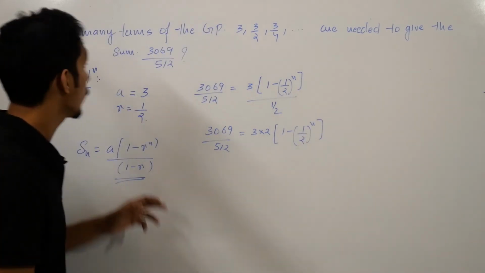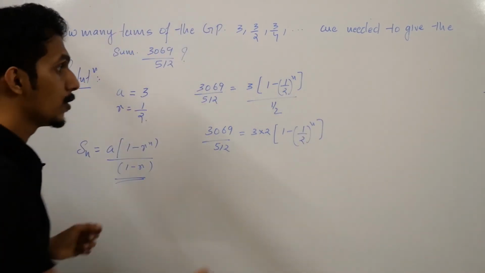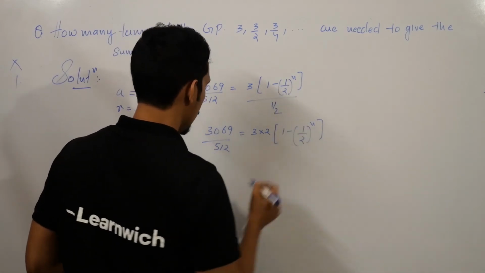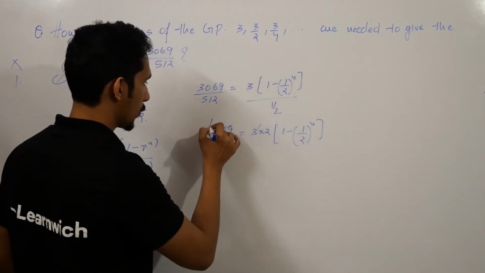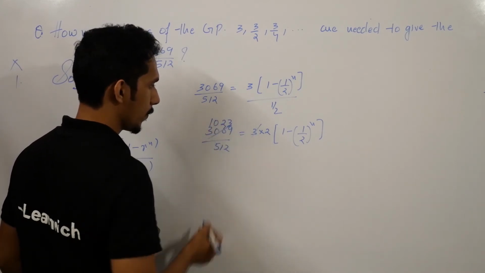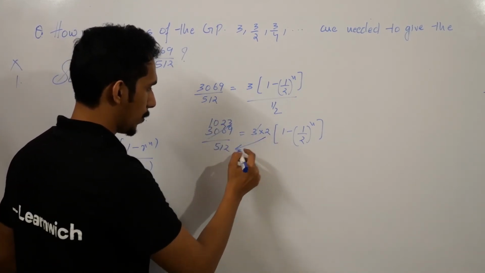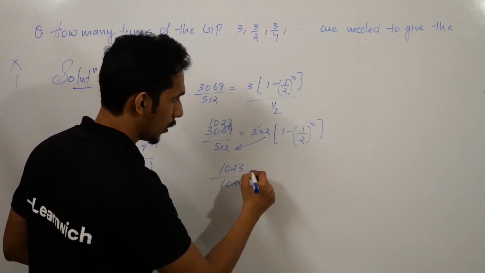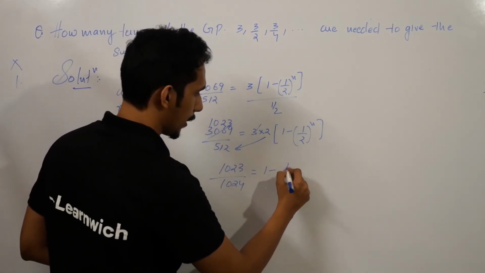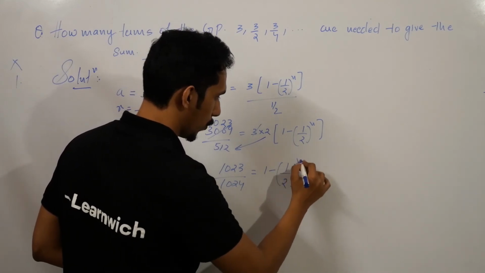What are we supposed to find out? They are asking how many terms, so you are looking for the value of n here. Alright, let's see what we can cancel. So 3 cancels, this will be 1023 and 2 goes to the bottom. You have 1023 divided by 1024 is equal to 1 minus (1 by 2) the whole power n.